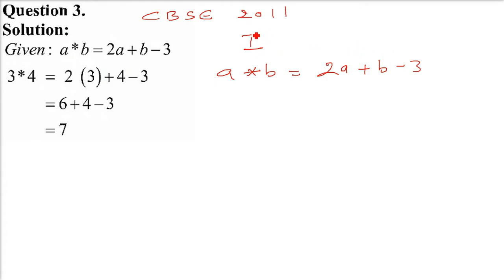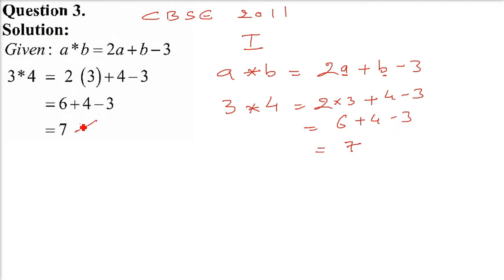So you don't have to worry about this I or Z, because the expression is already given. You just have to find a star b. A is given as 3, b is given as 4. So 3 star 4 is what? Replace a by 3, replace b by 4. So 2 into 3 plus 4 minus 3. This is 6, and you have 4 minus 3. So 10 minus 3 is 7.